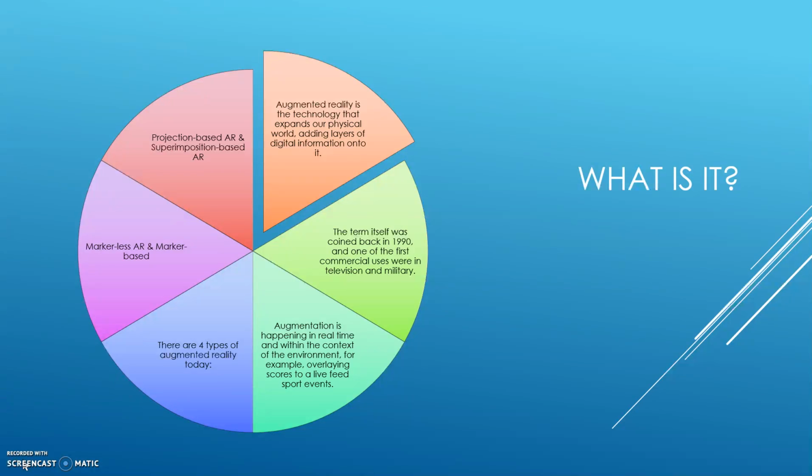And then there are four types of augmented reality. I'm not going to get too much into that today, but I will just mention them. Those are markerless augmented reality, marker-based augmented reality, projection-based augmented reality, and then superimposition-based augmented reality.